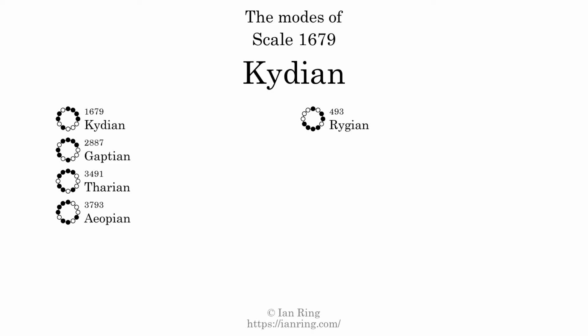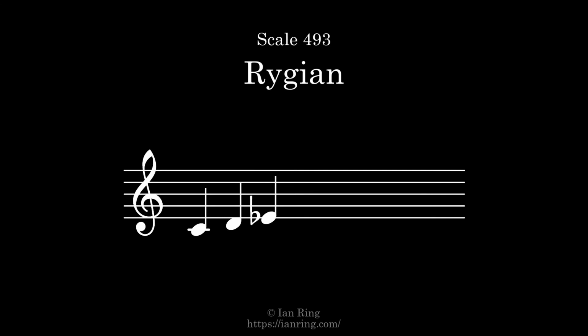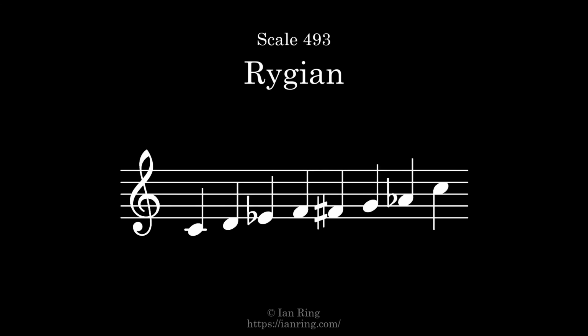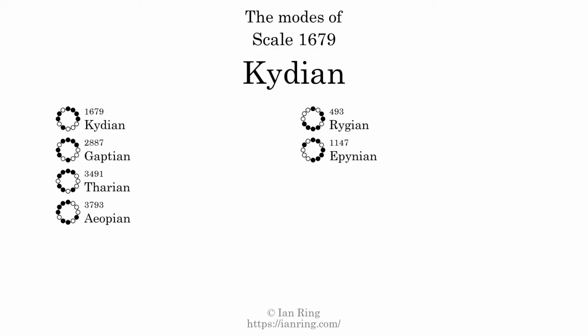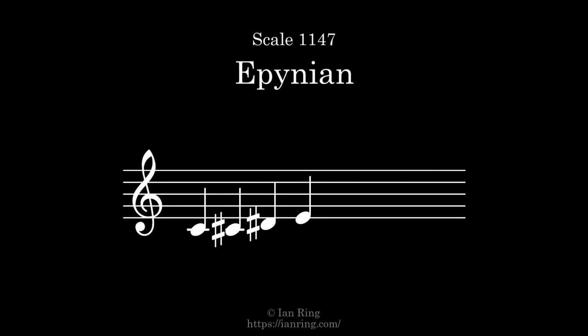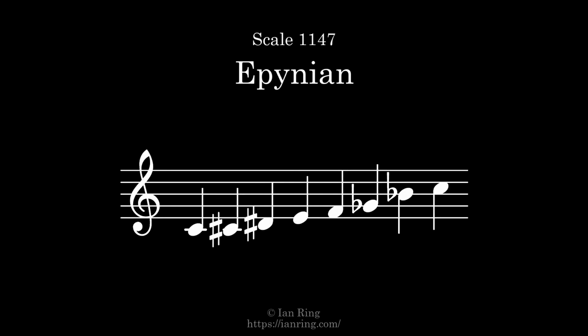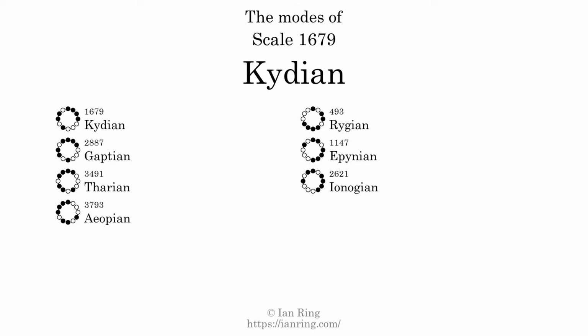The fifth mode is scale 493, also known as Rygen. It sounds like this. The sixth mode is scale 1147, also known as opinion. It sounds like this. The seventh and last mode is scale 2621, also known as Ionogen. It sounds like this.